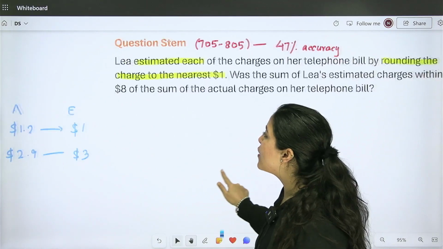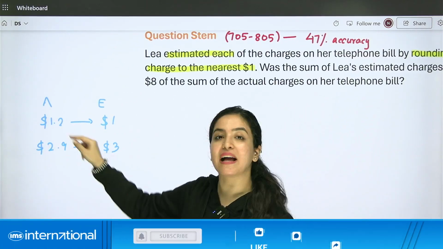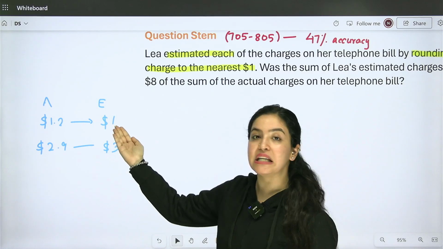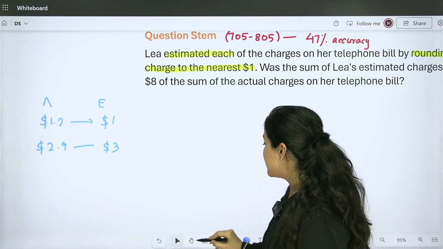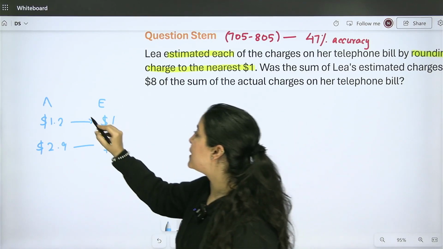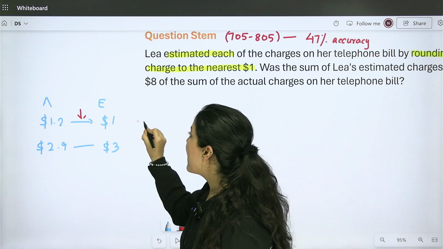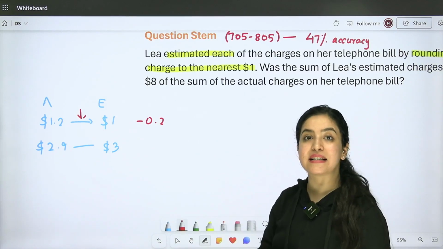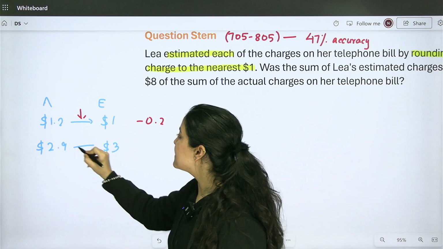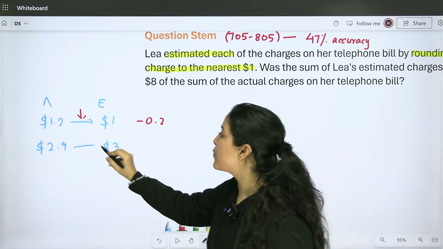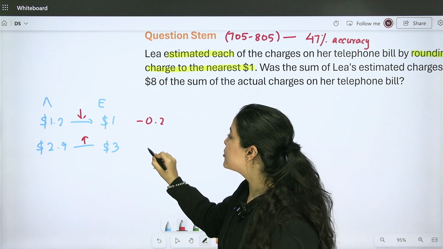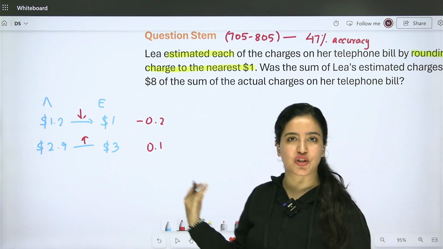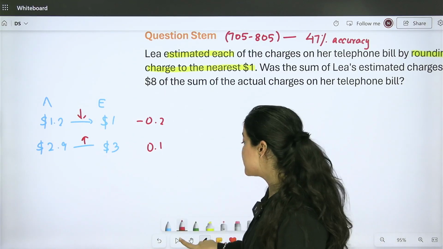So here is how some of that would look. If an actual value was $1.2, then what Leah did was she took it to the nearest integer, which is $1. So actually if you see the kind of rounding that is happening here, it's a round down where her actual to estimate journey has led to a 20-cent decrease in the value. If you see the next example, $2.9 would be rounded up to $3, which leads to a $0.1 or a 10-cent increase as she goes from actual to estimate. So this is the kind of changes that are happening.